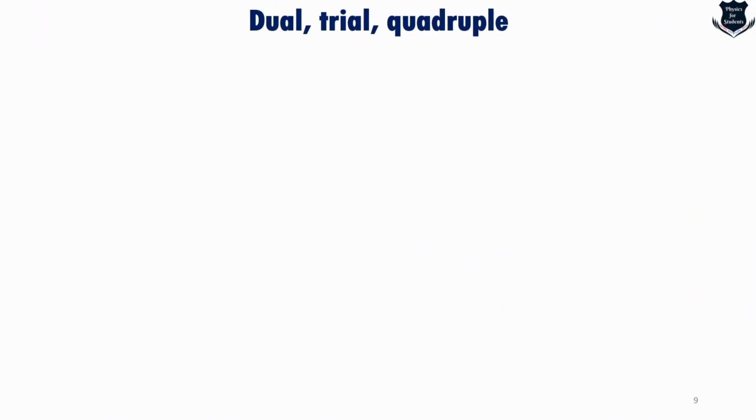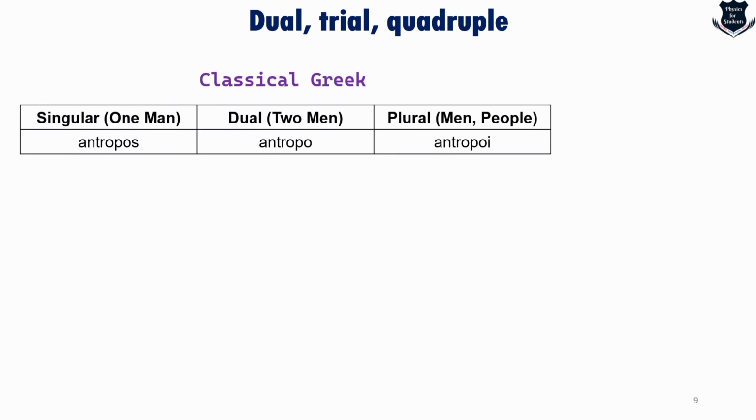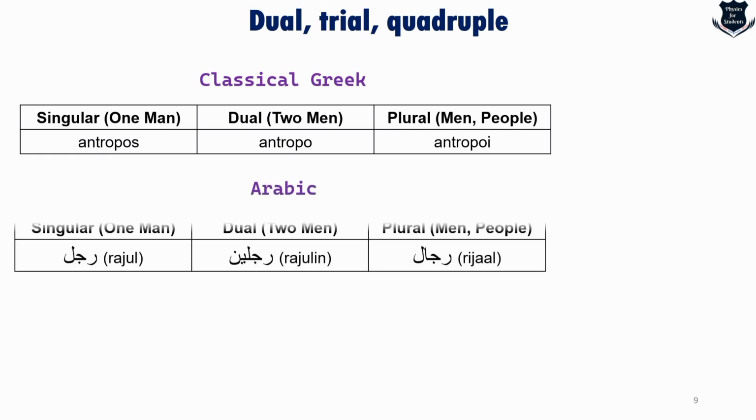Okay, so we move on to the next language, which is the classical Greek, and they call it anthropos. So you can understand anthropology, etc. How does it crop up? Anthropo, dual, two men, and anthropoi as plural men. In Arabic, for one man we have got rajul, or we can call rajalun, that is for articulation. Then we have got rajalin, that is Arabic for dual two, and then we have got rijal, that is for plural men.